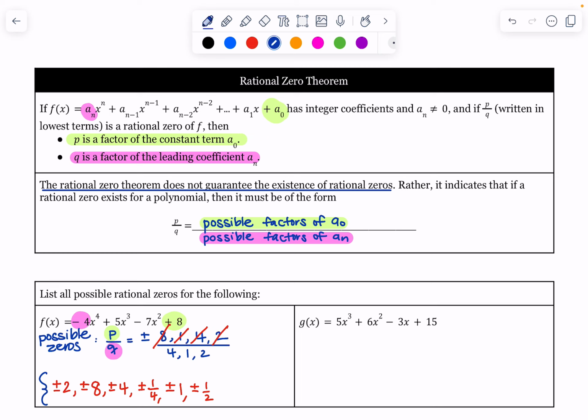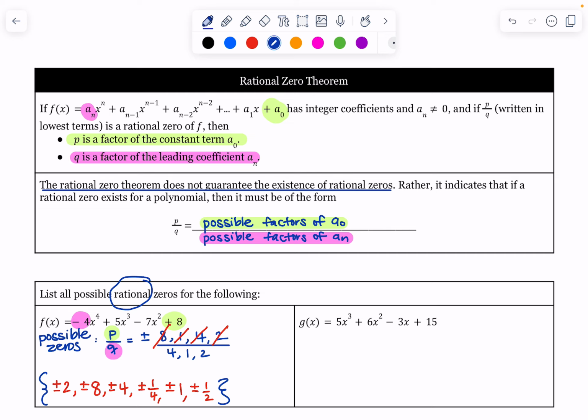Okay, so all possible zeros for the polynomial f of x would be positive or negative 2, positive or negative 8, positive or negative 4, positive or negative 1/4, positive or negative 1, and positive or negative 2. Again, these are possible zeros, possible rational zeros, sorry, but they would not be guaranteed. So it's not guaranteed that one of these is a 0, it's just possible.